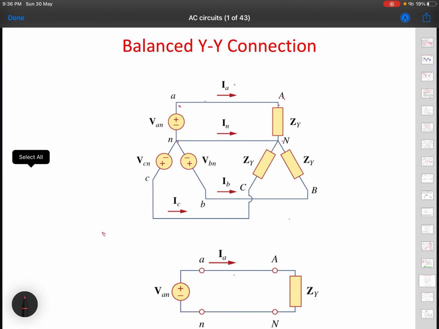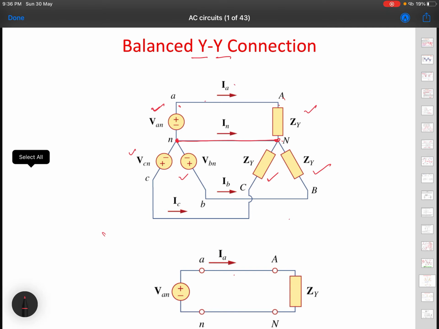So here you have a balanced Y-Y connection. That means your source system is connected in star, and your load system is also connected in star. Both of them are balanced, and we are considering the system with the two neutrals connected together. So it is a 3-phase 4-wire system connection, and it is also called a Y-Y connection.